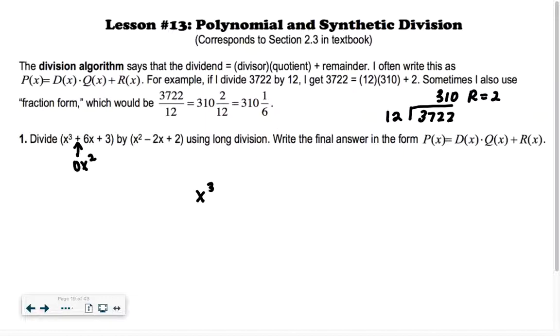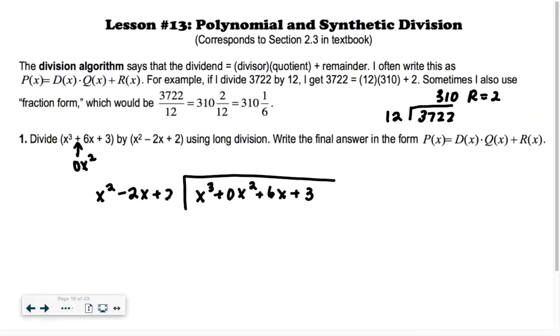And I started out, so I'm like, okay, x cubed plus 0x squared plus 6x plus 3. And we're dividing by x squared minus 2x plus 2. So now I do just what I did with regular long division. I say, what do I multiply x squared by in order to get x cubed? So we're looking at the first terms only. So we're saying, what do I multiply by this to get that? So what do we need? X, totally. So I put an x up there.